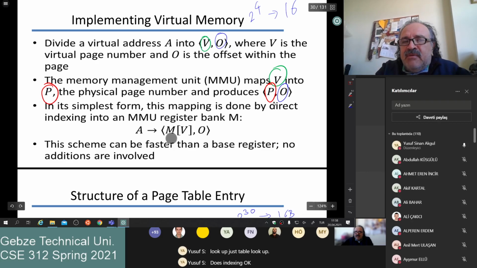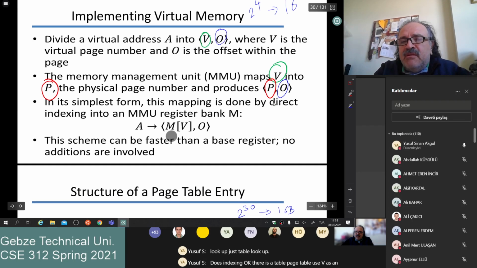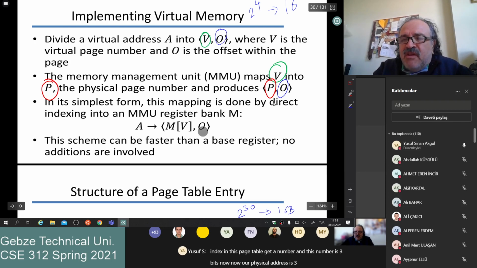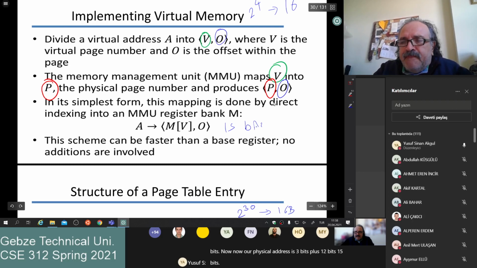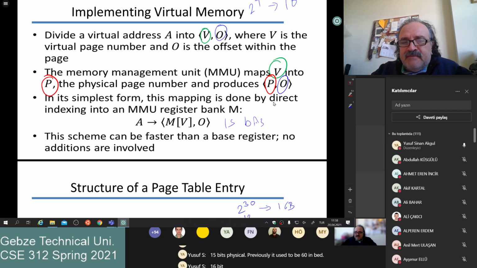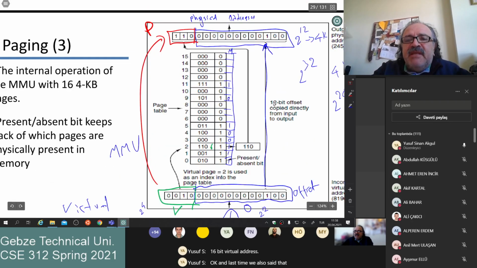There is a table, the page table. Use V as an index in this page table, get the number, and this number is 3 bits now. Now our physical address is 3 bits plus 12 bits, 15 bits physical. Previously it used to be a 16-bit virtual address. And last time we also said that the page table entries are not this simple.